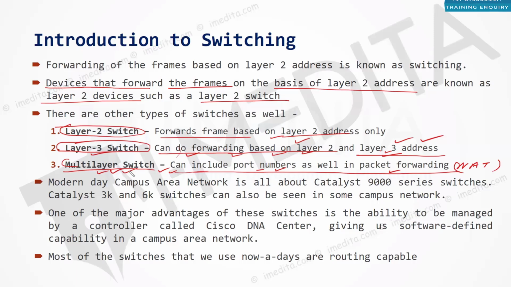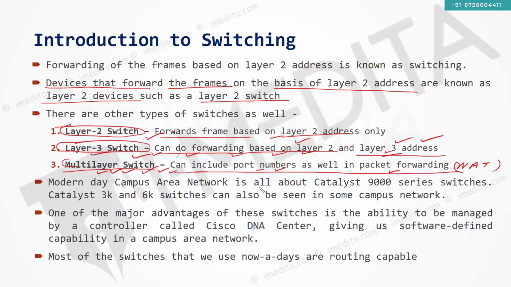In a production environment, you would not see too many switches supporting NAT, or too many switches as MLS. Generally, you would see layer 3 switches nowadays. Even Cisco is recommending everyone to go for layer 3 switches rather than layer 2 switches, although Cisco is still selling layer 2 switches. If you want to buy layer 2 switches, you can still buy them, but it is not recommended by Cisco.